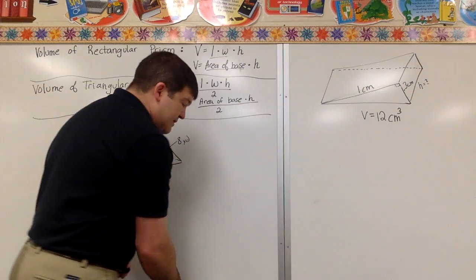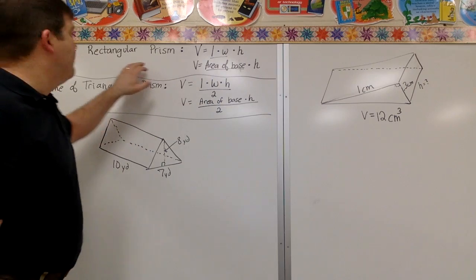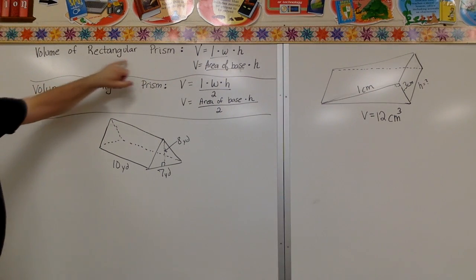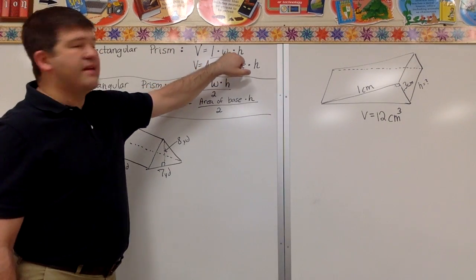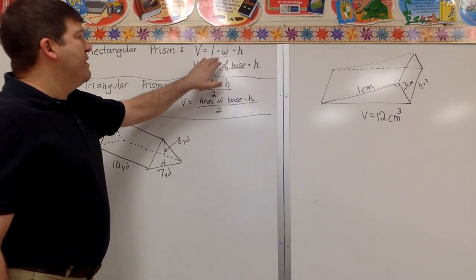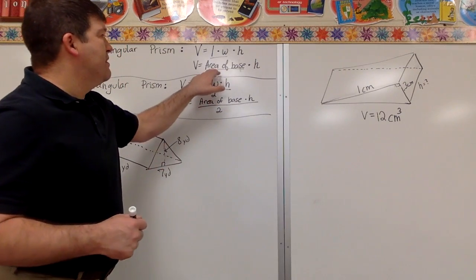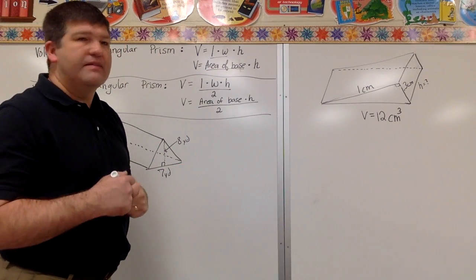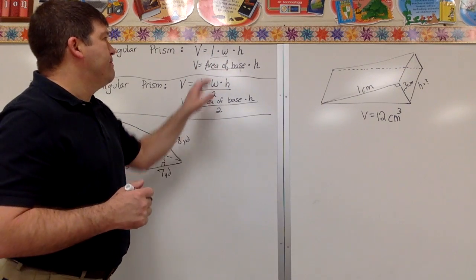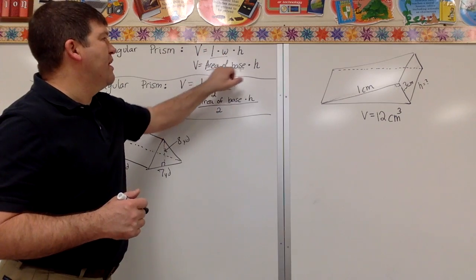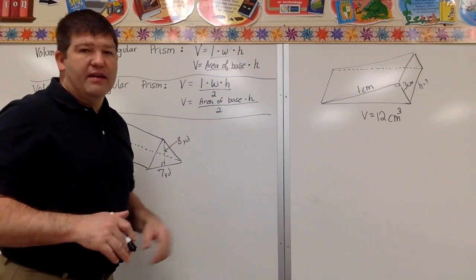So, let's review the volume of a rectangular prism. It's V equals length times width times height. Now the length and the width of a rectangle is the same as the area of the base. So it's kind of like base and height, or length and width. Once you times those two together, you get the area of the base, the surface area of the base. Then you times it by the height.